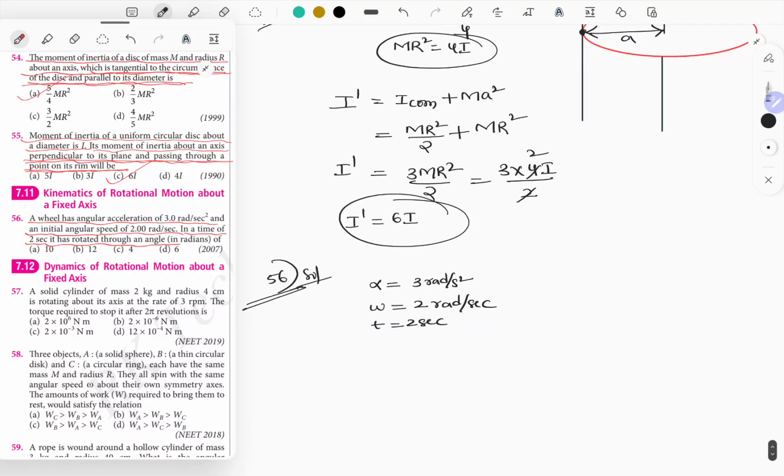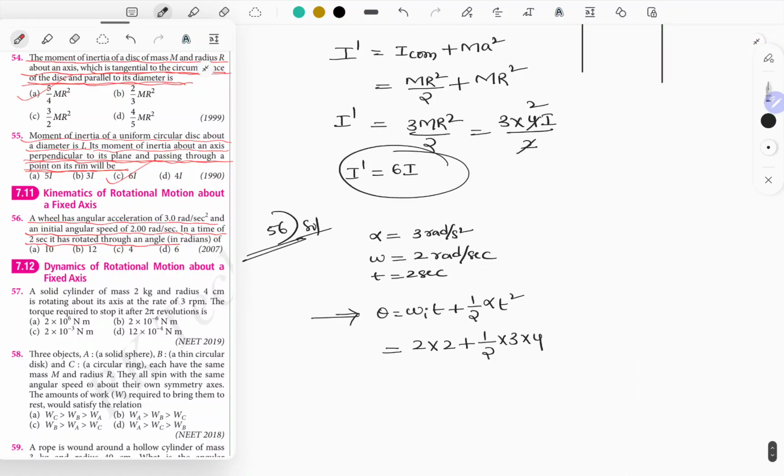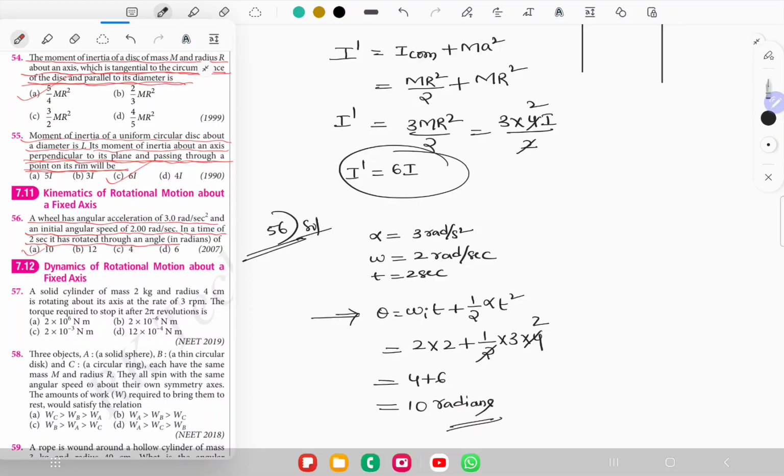We have rotational kinematic equations. Let me use them. Theta is equal to omega initial into t plus 1 by 2 into alpha into t square. What's omega initial? It is 2 into 2 plus 1 by 2 into 3 into 4. So if you substitute all these values, what's the answer we are going to get? The 2 will get cancelled, so it is going to be 4 plus 6. The answer is going to be 10 radians. Which option matches? Option A is the correct answer.